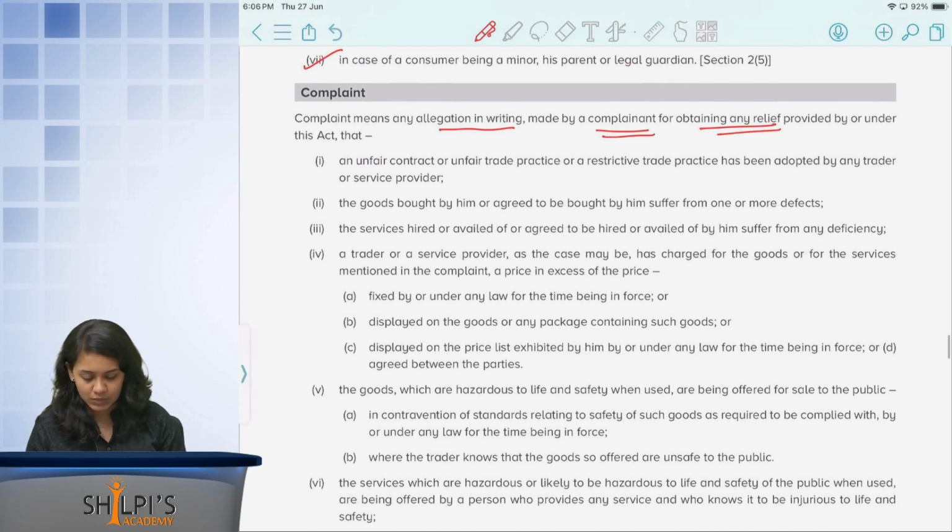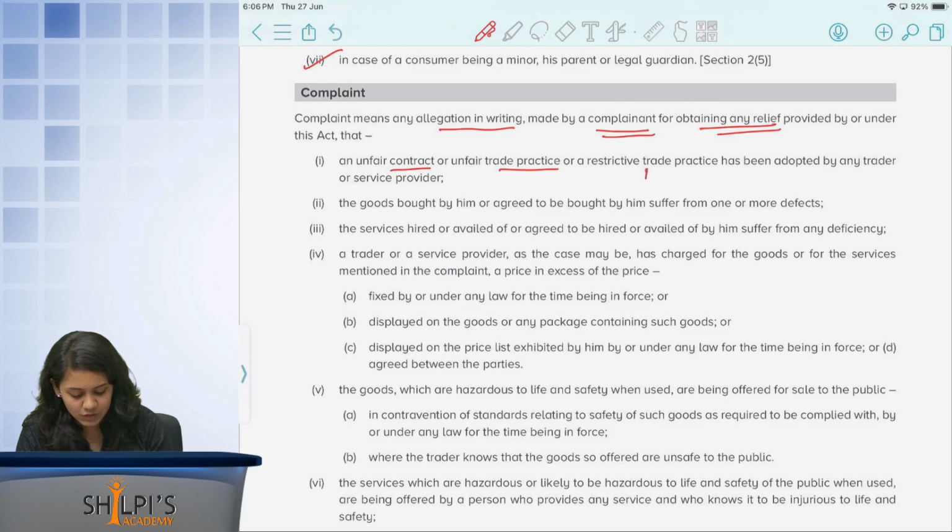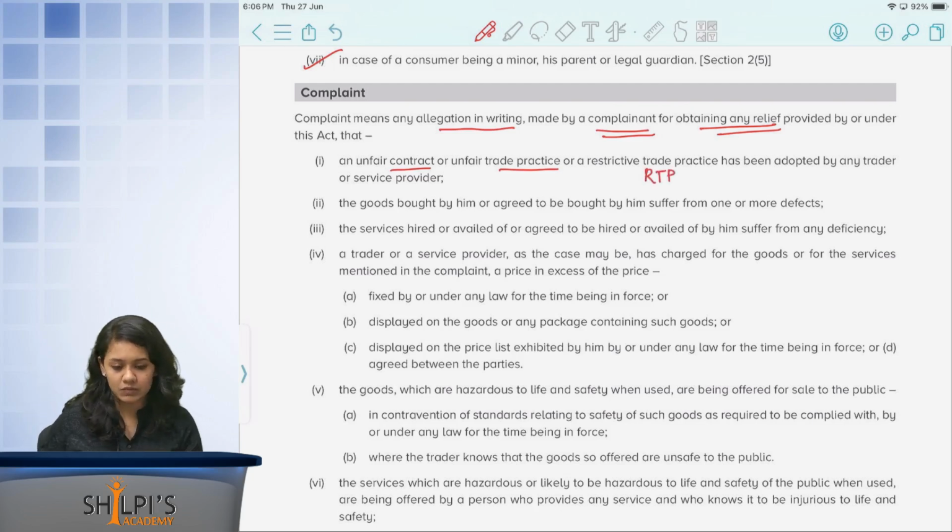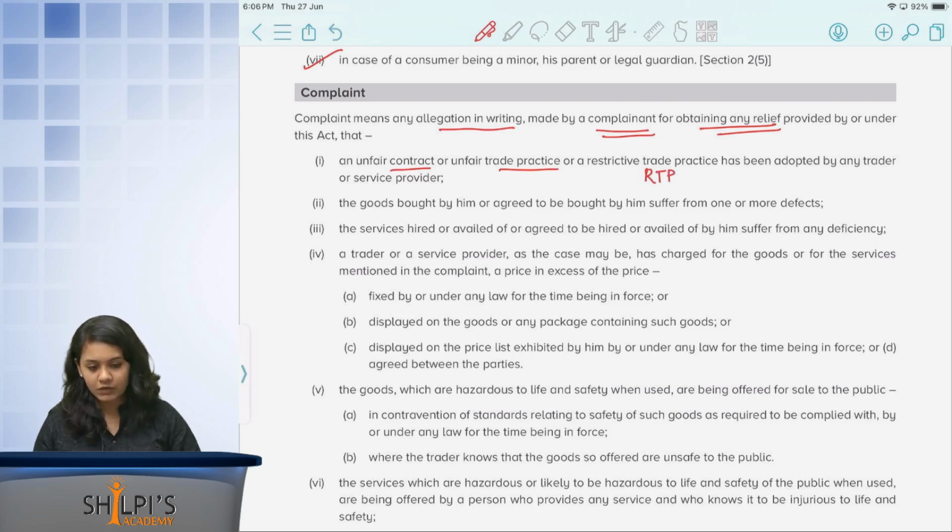The first one being an unfair contract or an unfair trade practice or a restrictive trade practice has been adopted by any trader or service provider. What do you mean by unfair contracts or unfair trade practice?